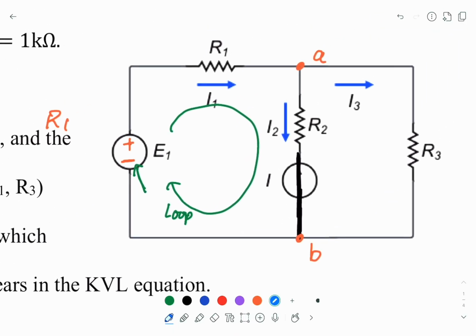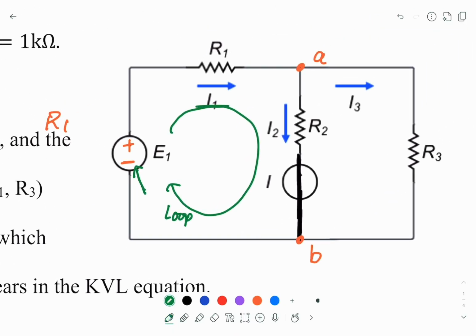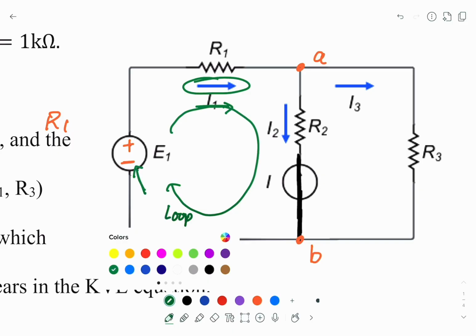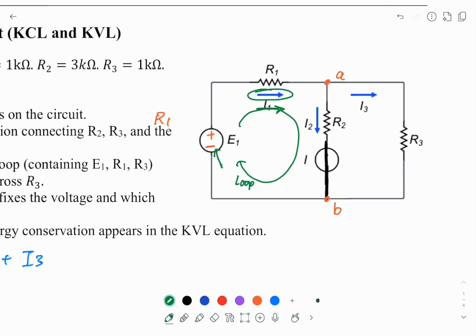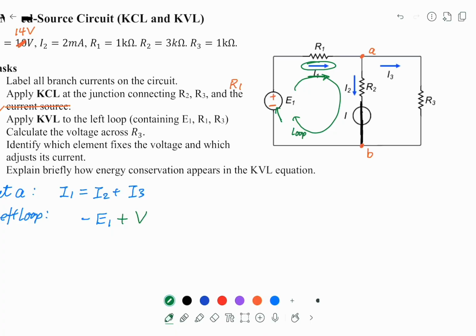And then the loop here first is parallel to the current we already assigned. So this is the current and this is the loop direction. So they are parallel. So in this case, the voltage will increase. So we'll say V1. It means the voltage across R1.